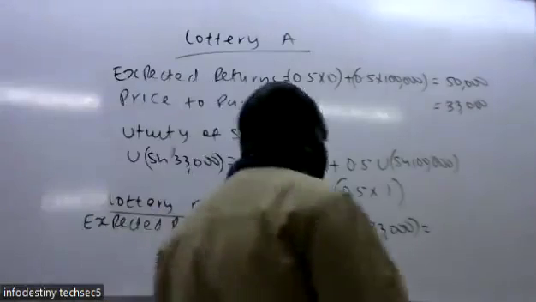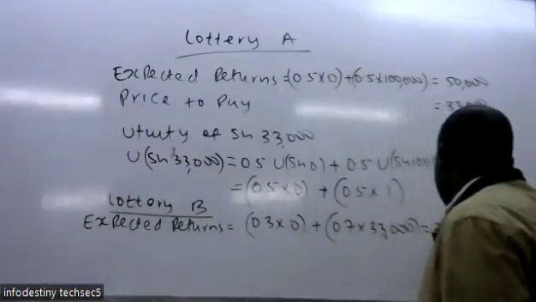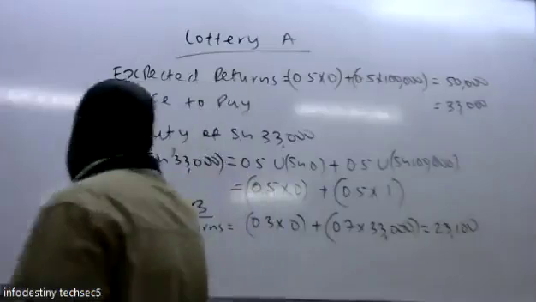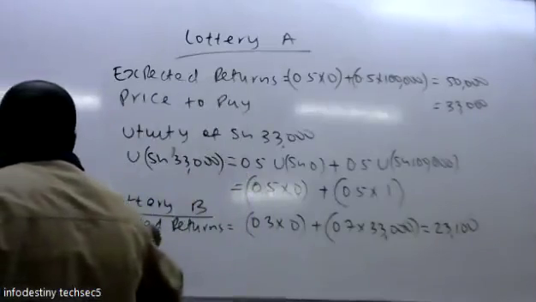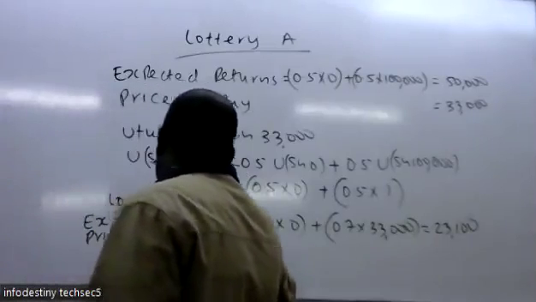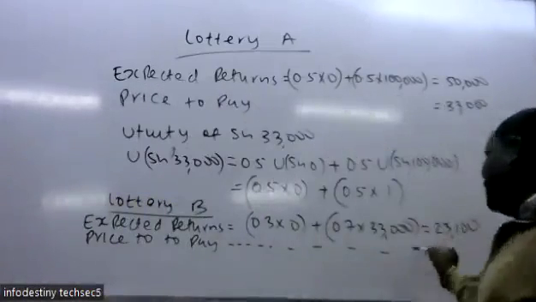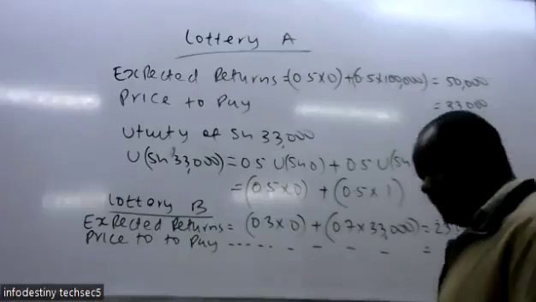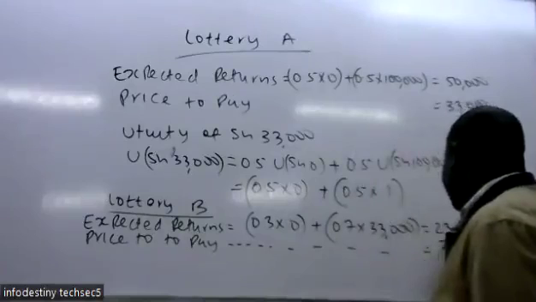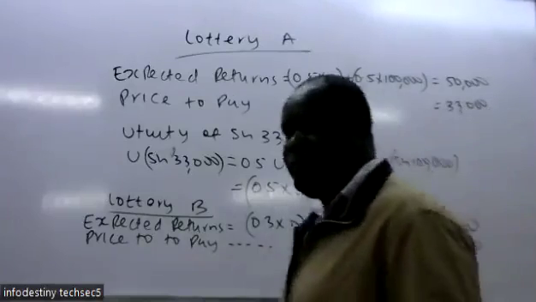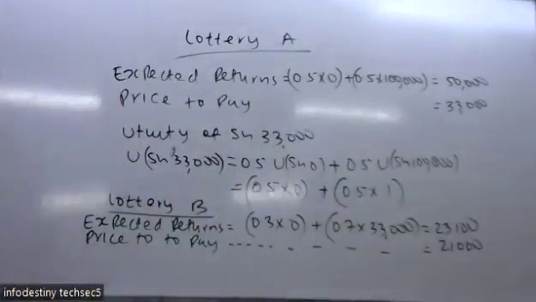So we get 23,100. But you can see the price to pay. So the price to pay was how much? Under lottery B, he was able to pay 21,000.